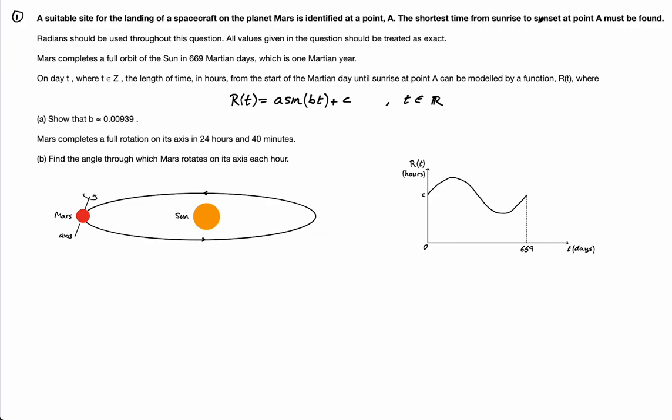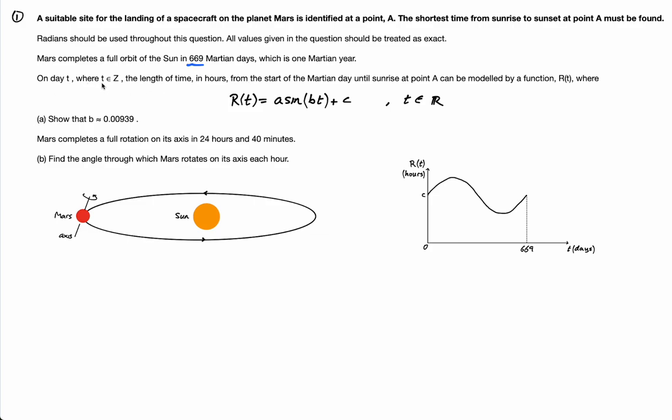So I'm guessing they want to land the spacecraft at night. They don't want the sun to be there because I guess it's too hot or too bright or something. It says radians must be used, all values should be exact. Then it says Mars completes, right? So it's giving us some important information. Mars completes a full orbit in 669 days, which is 1 Martian year.